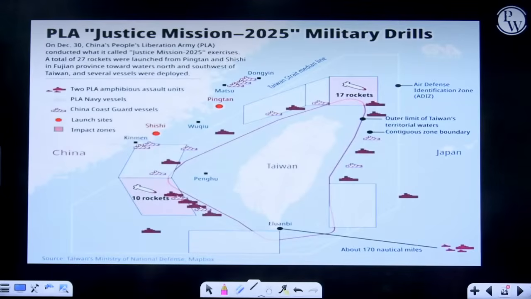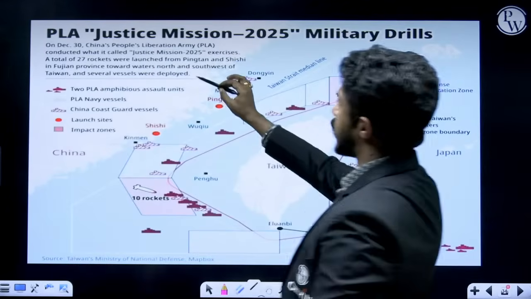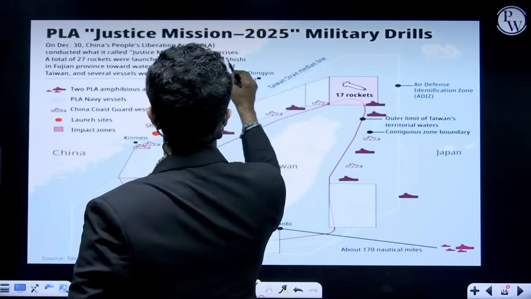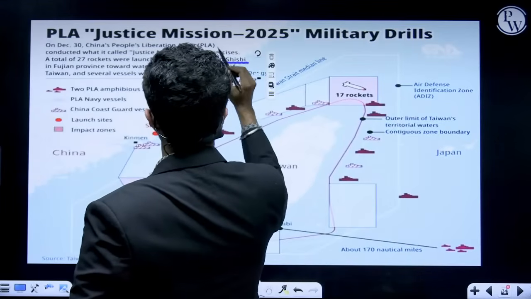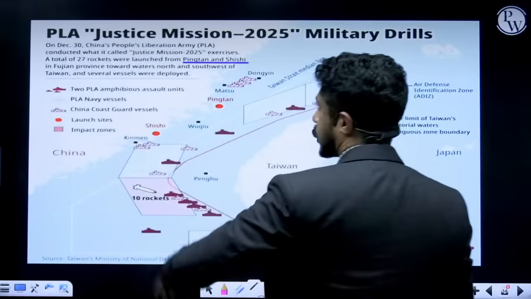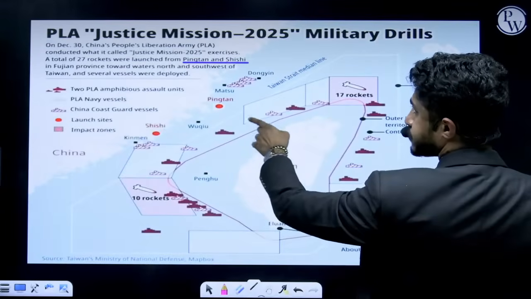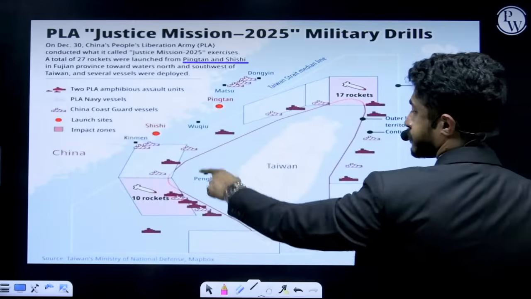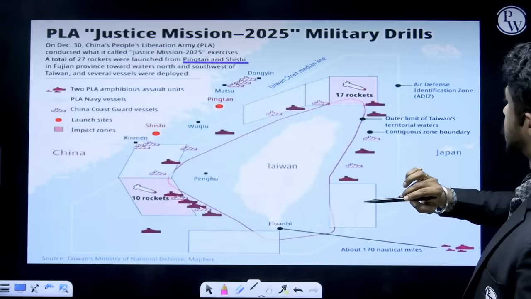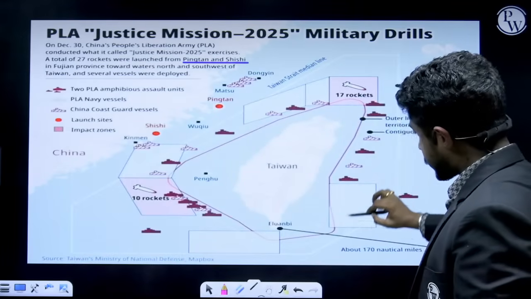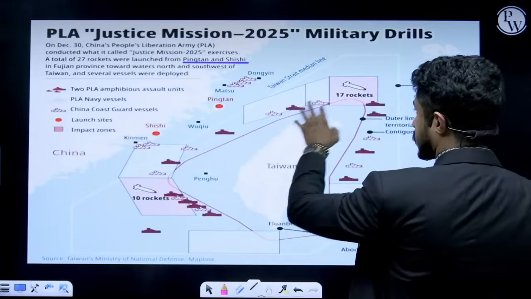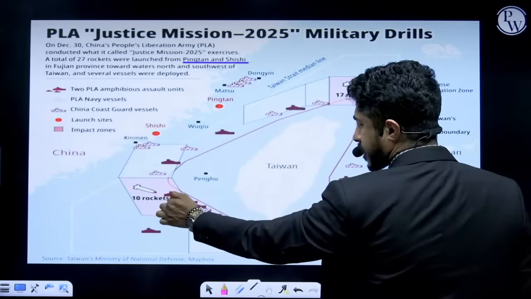PLA Justice Mission 2025 military drills. A total of 27 rockets were launched from Pingtan. Names again, people, very, very important. Pingtan and Shishi, in the Fujian province, towards waters north and southwest of Taiwan, and several vessels were deployed. 2 PLA amphibious assault units. As you can clearly see over here, this dotted line connects all the vessels and the rockets. This red line, that is the zone of Taiwan. Some you can see have come really, really close.